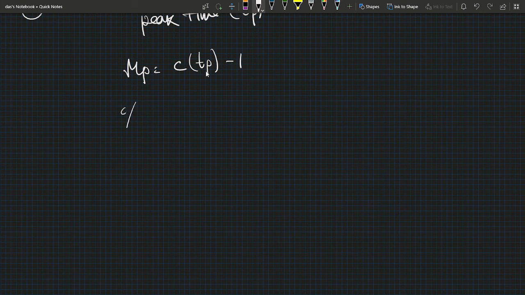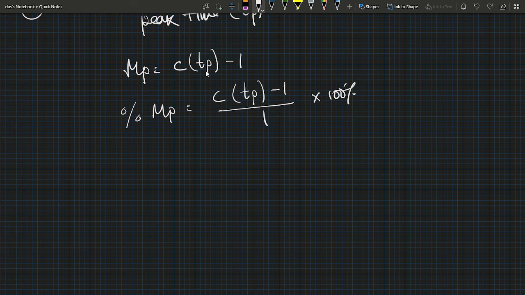Now what is the percentage of this Mp? The percentage is c(tp) minus 1 divided by 1 into 100%. So this is the percentage expression. The time needed to reach the maximum overshoot is called the peak time and denoted by Tp. It is observed that Mp occurs when the slope of the time response curve after the initiation of the input signal is 0. Therefore the time response expression is differentiated and equated to 0. The peak time Tp can be determined by substituting the value of Tp in the time response expression, that is c(tp), and Mp can be determined.